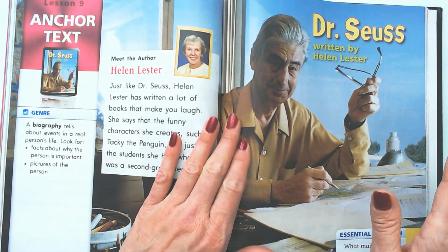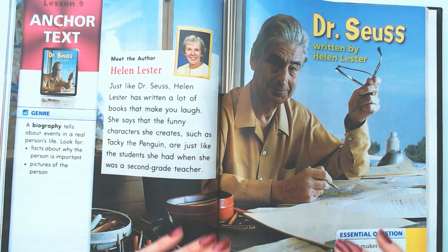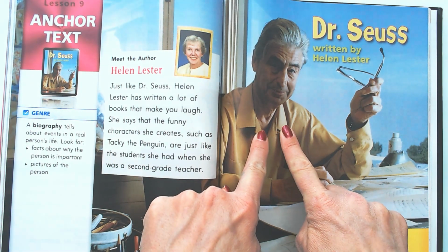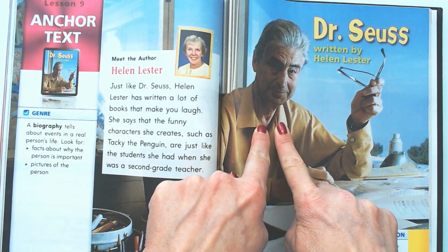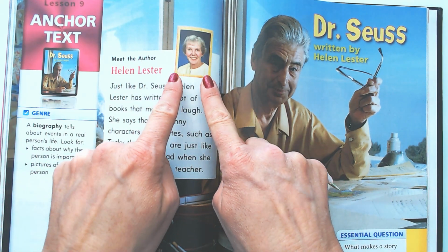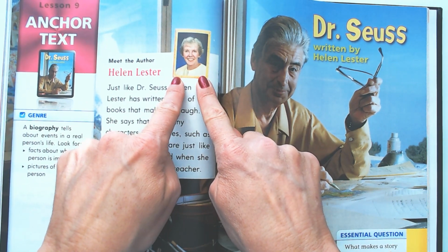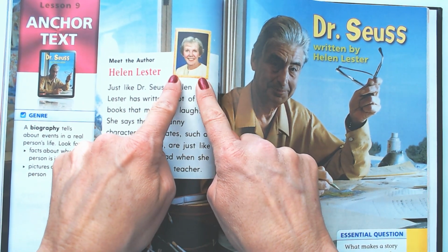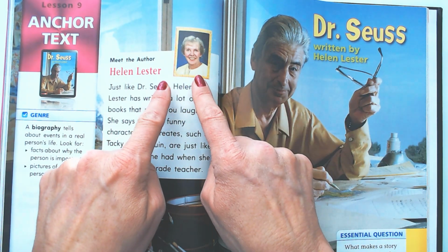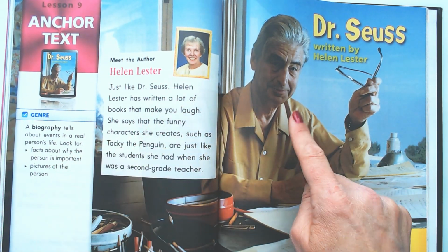And remember that authors write their stories for different reasons. Dr. Seuss wrote his to entertain kids, and Helen Lester, who's the author of this story we're about to read, wrote her story to inform us about Dr. Seuss.